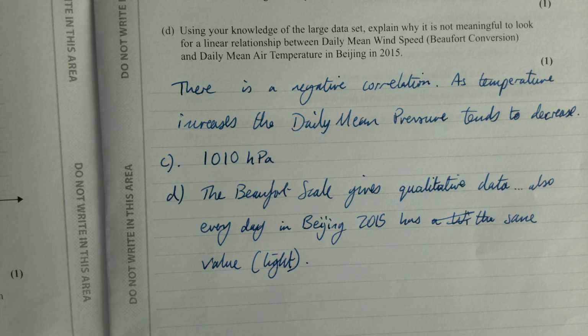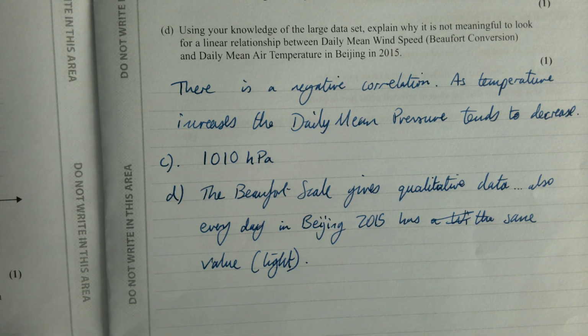So here's my answer, and I've shown off a bit because there was another thing that could have got you the mark. If you really knew the data well, then you'd know that on every single day in 2015, Beijing's wind speed is listed as light every single time. So because they're always the same value, you wouldn't be able to do it for that either.